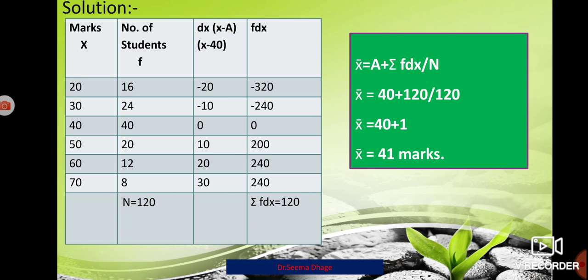Now we are applying the formula. X bar is equal to a plus sigma f dx upon n. X bar is equal to 40 plus 120 divided by 120. As you know, the sigma f dx value is 120 and the total number of students is 120. So 40 plus 1, x bar is equal to 41 marks.